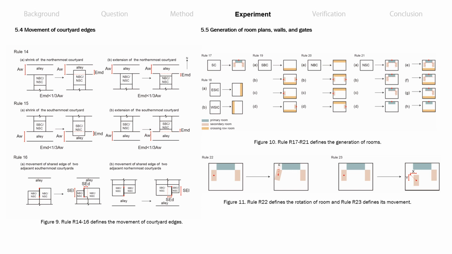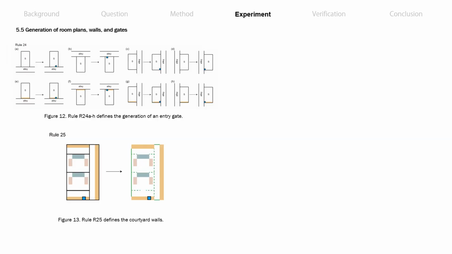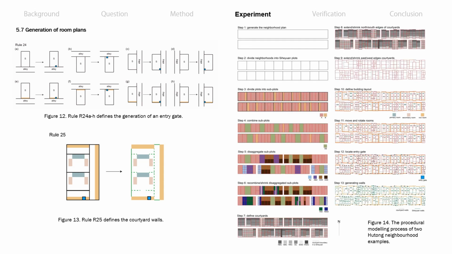After generating courtyards, the room plans could be generated and moved. The location and the type of rooms of each courtyard is dependent on the courtyard type. According to the site context, the location of the entry gate could be defined, and the generation of walls is determined by the location of the courtyard edges. The right side picture demonstrates the procedures of generating two Hutong neighborhoods using the proposed grammar.